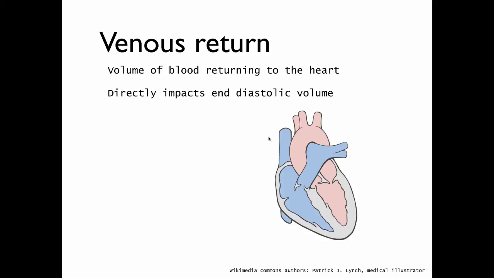So as you know, blood enters the right and left atria through large veins coming from both the systemic circulation as well as from the pulmonary circulation. And the volume of blood returning to the heart is going to directly affect the end diastolic volume, that is the volume in the ventricles immediately before contraction.